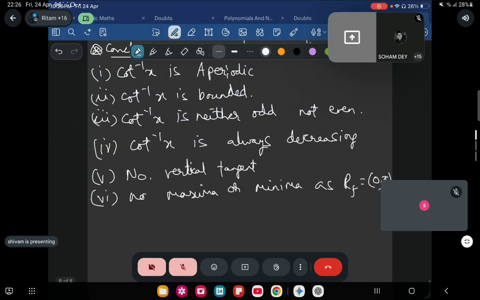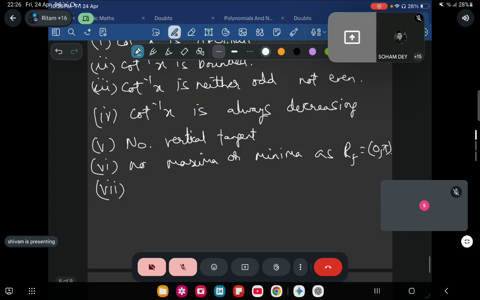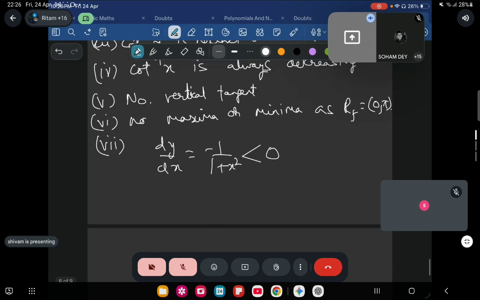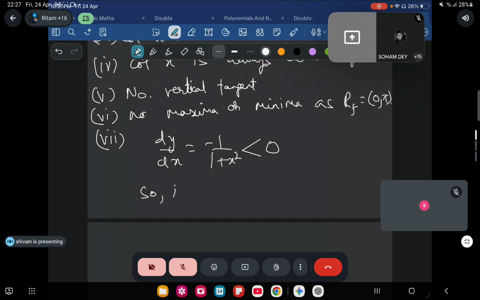Next, number 7. Since it is a decreasing function, dy by dx will be equal to minus 1 by 1 plus x square, which is less than 0. It is always a decreasing function. So if cot inverse x is greater than cot inverse y, it implies that x will be less than y. Remember.